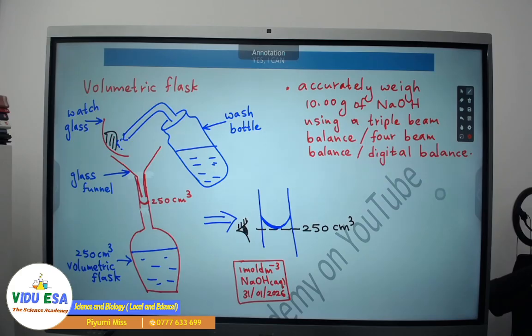Add about 2/3 of the required volume of water and stopper the volumetric flask. Stopper means cover it with the lid. Stopper the volumetric flask.